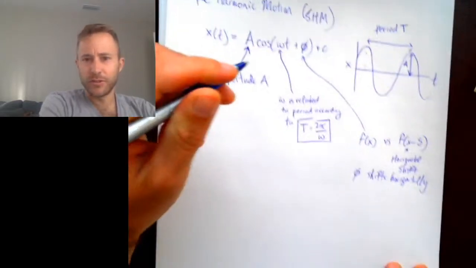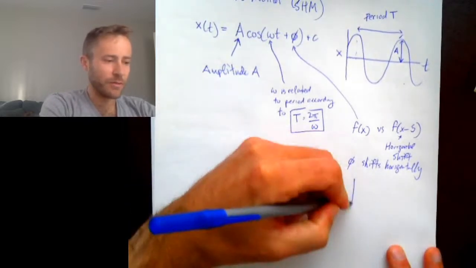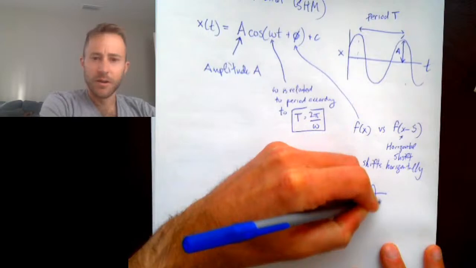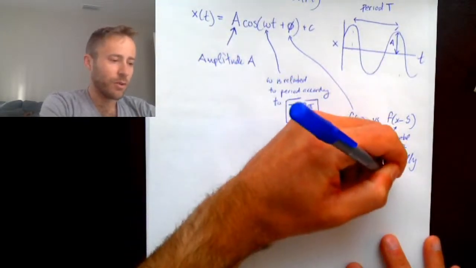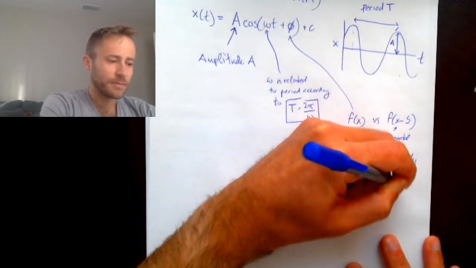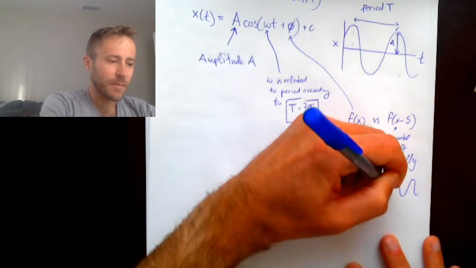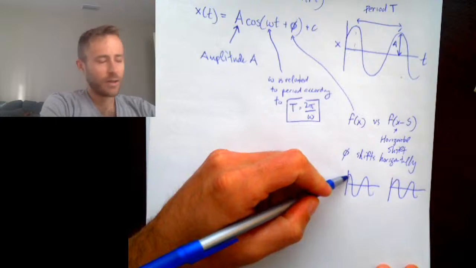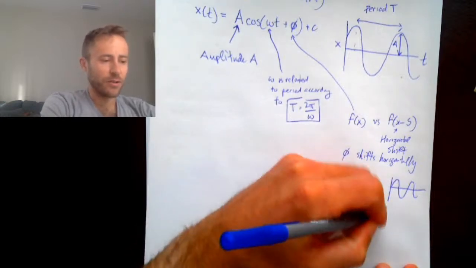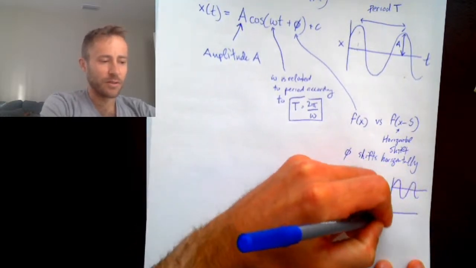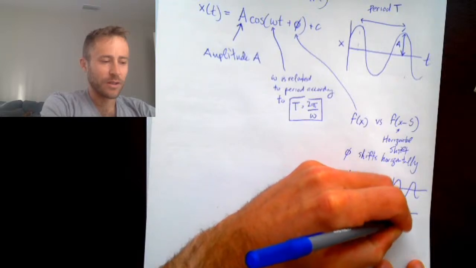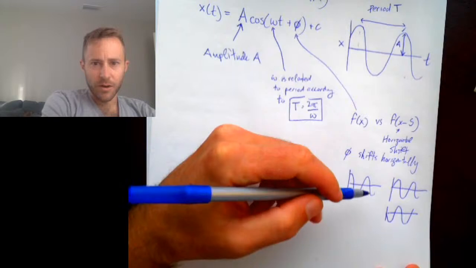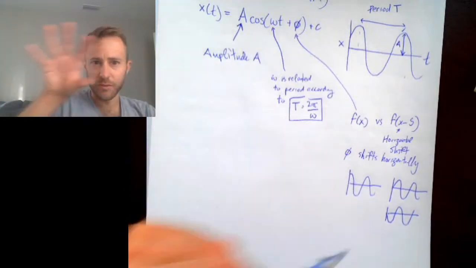So it's still simple harmonic motion if it starts here, or maybe it starts at the origin, like that. So this would be more of a cosine. This would be more of a sine. You could have something that goes like this. That's going to be a negative sine. So all of these are the same graph. They're just shifted horizontally.